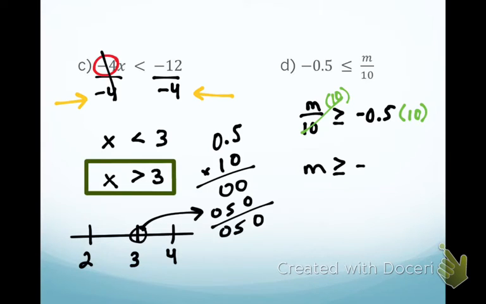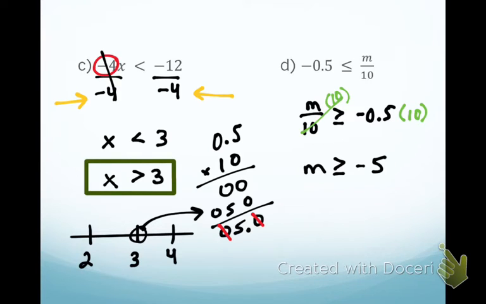What's the answer? 0.050. Okay, so then if I simplify all of that, I just get negative 5 because I don't need that 0 and I don't need that 0. I thought you would have to move the decimal.